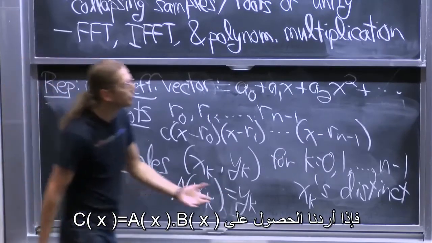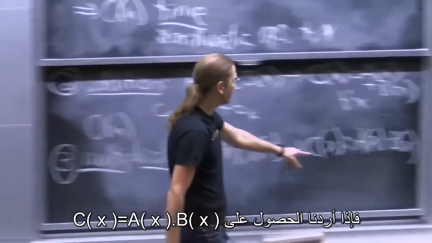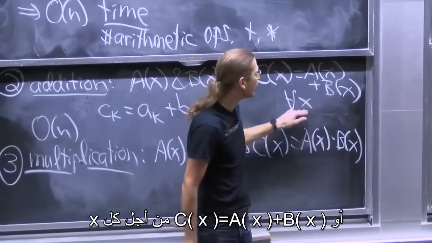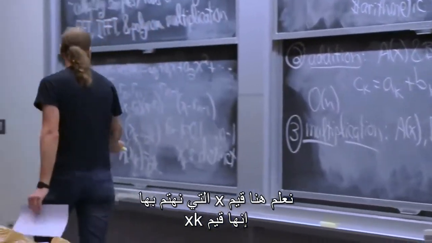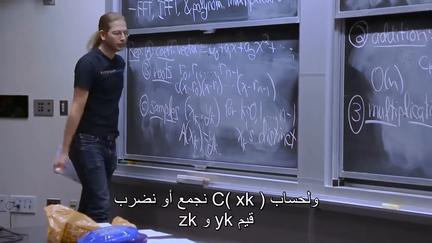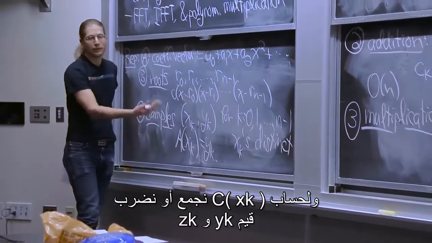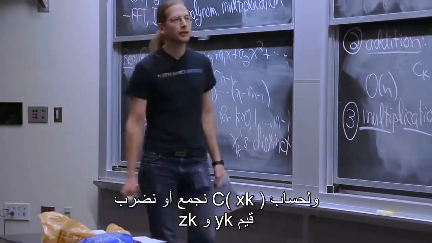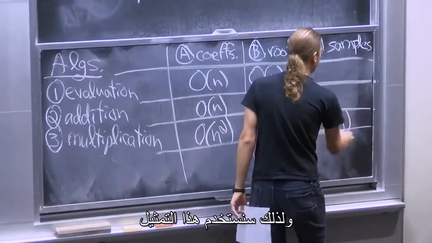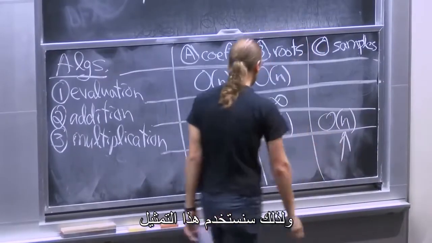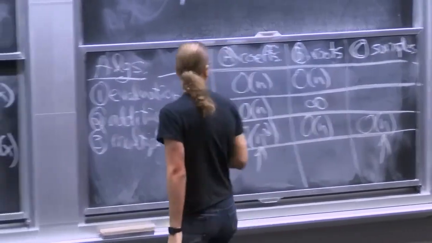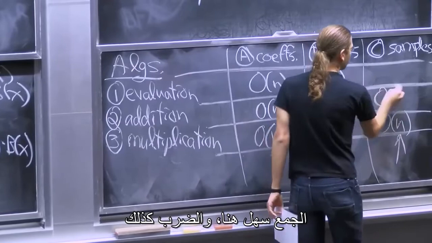Because if we want c of x to equal a of x times b of x, or c of x to equal a of x plus b of x for all x, well, now we know what x's we care about. We just do it at the xk's. That's what we're told for a and for b. And so to compute c of xk, it's just the sum or the product of yk and zk. Okay, so multiplication is really easy in the sample view, and this is why we are going to use this view. We're also going to use this view because, as we'll see, there's a problem. Addition is easy. Multiplication is easy.